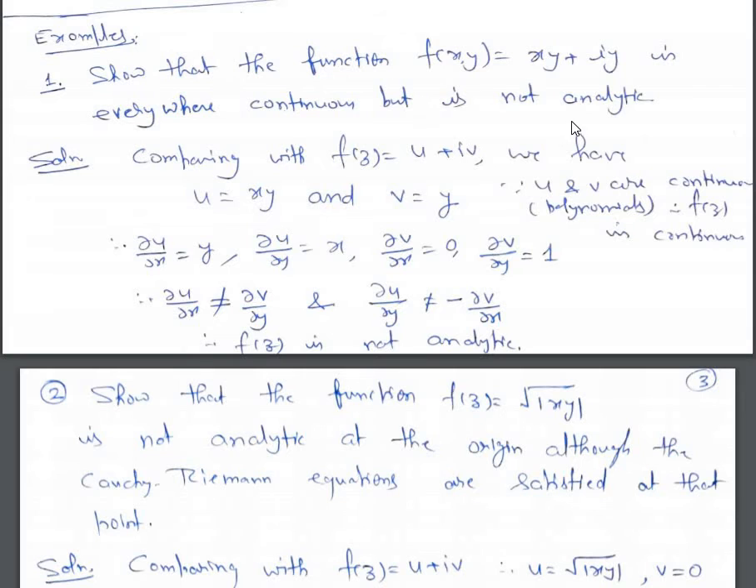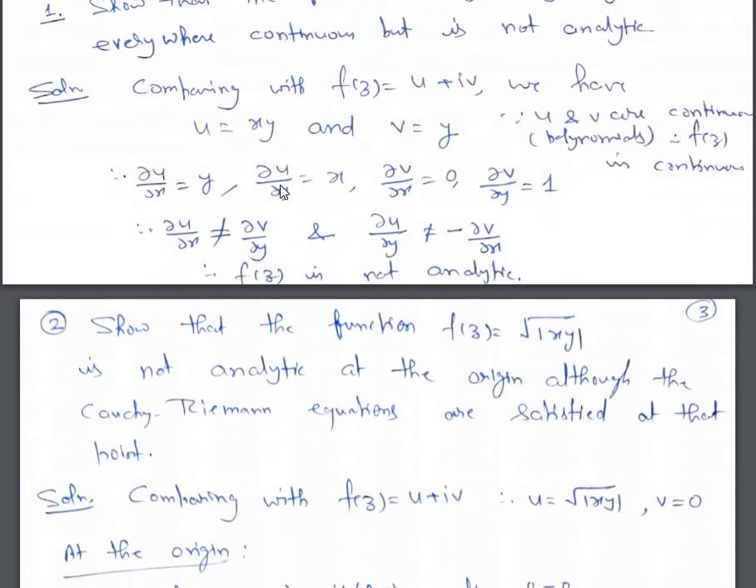Now in the second part we have to show that it is not analytic. So we shall show that Cauchy-Riemann equations are not satisfied. ∂u/∂x is y, ∂u/∂y is x, ∂v/∂x is 0, ∂v/∂y is 1. Therefore ∂u/∂x is not equal to ∂v/∂y, and ∂u/∂y is not equal to minus ∂v/∂x. Therefore f(z) is not analytic.